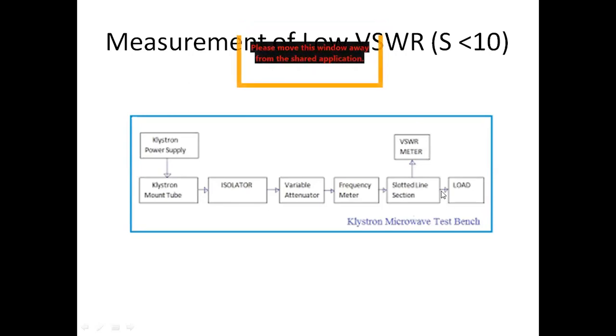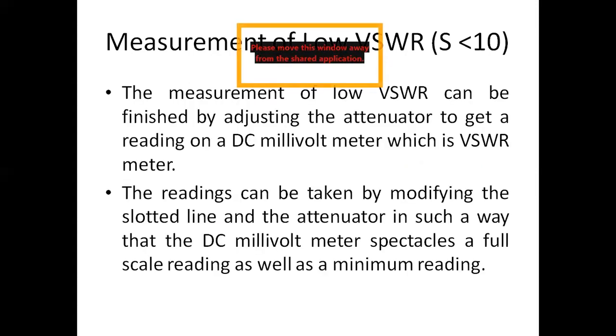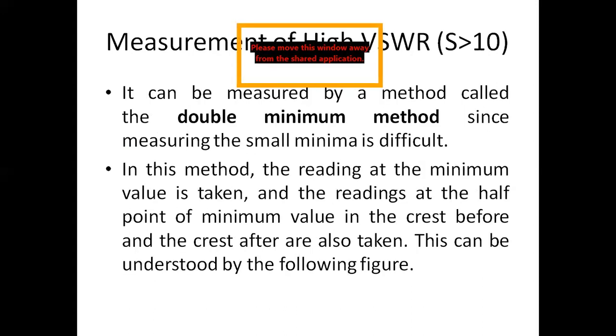If S is less than 10, here we can see the Klystron power supply, mount tube, isolator, attenuator, frequency meter, slotted line section, VSWR meter, and load. By adjusting the slotted section, I hope you remember the experiment, by adjusting the slotted line section, we can find the values of Vmax and Vmin. From that, Vmax by Vmin will give you the VSWR value. So finding the low VSWR value is somewhat simple.